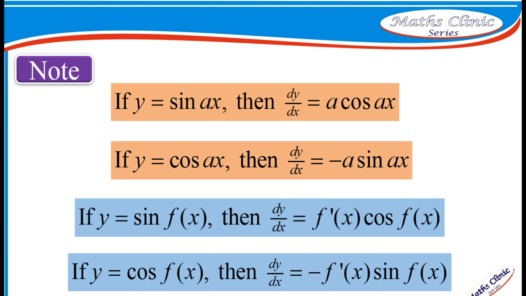Then let's take the final one. If you have cos of a function f of x, and you differentiate cos of a function, like if I give you cos 2x squared or cos x squared, you differentiate the cos, which will give you negative sine of the function, then times differentiate the function again, which will give you f prime of x. So negative f prime of x sine f of x. This is what I want you to take note of.